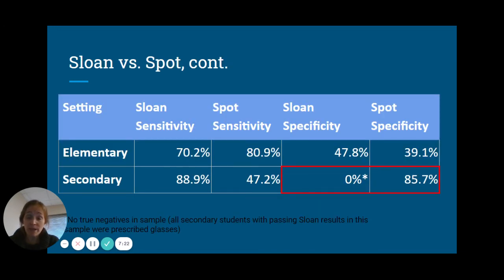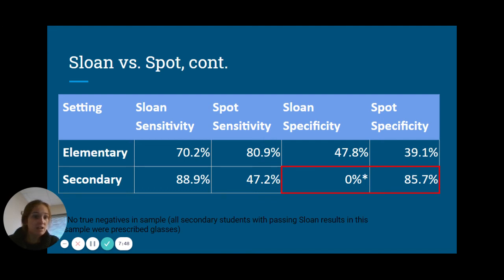Remember that our sample group is, by definition, students we suspect need a correction. There are likely lots of true negatives out there for both the spot and the Sloan. Most of the 2,000 plus students who passed the Sloan and spot and were therefore not referred to the eye doctor are likely true negatives. The problem is that we don't have results from an eye doctor to confirm that these passing results are accurate. So when we try to calculate specificity, we're looking at a skewed population.